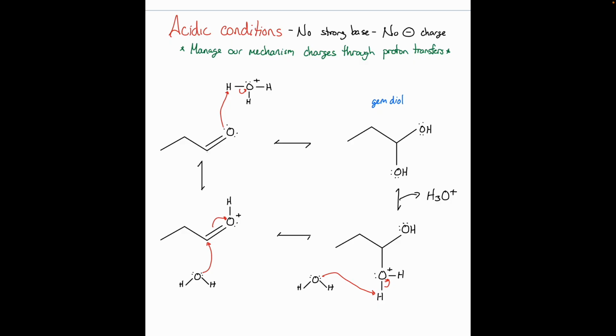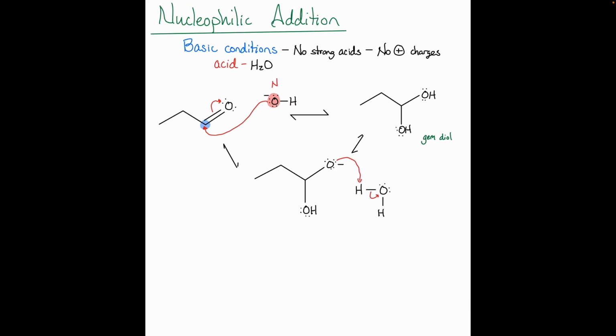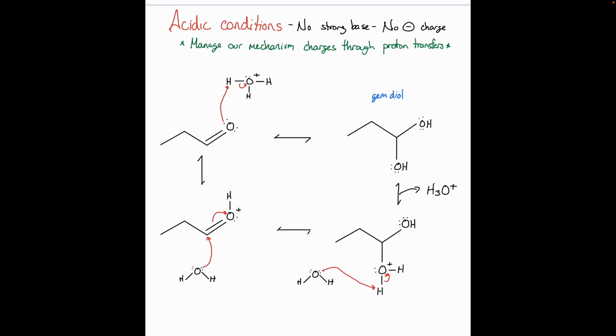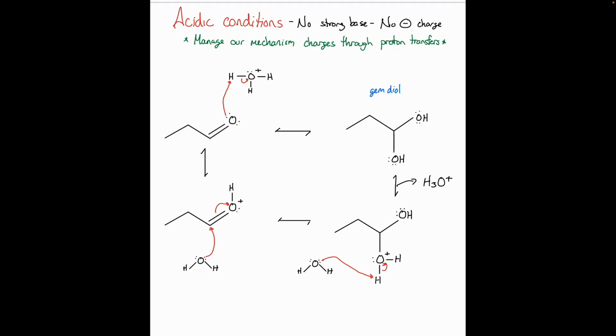All right? And we're going to see this a lot with our acidic condition mechanisms. They've always got a few extra steps in there because we have to do these proton transfer steps to help manage our charges. Right? In our basic conditions, we could just have nucleophilic attack and then protonate that negatively charged oxygen to form our gem diol. We get the exact same product under acidic conditions. We just have that extra step to help us manage our charges, that proton transfer step to that oxygen. So we don't have negatively charged intermediates, we have positively charged intermediates.